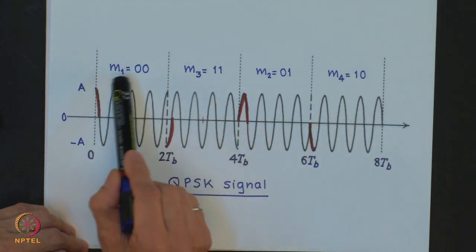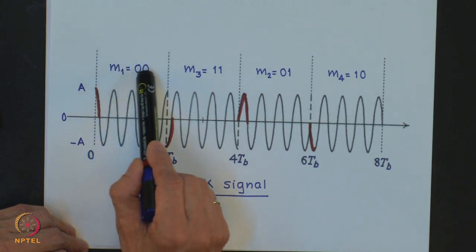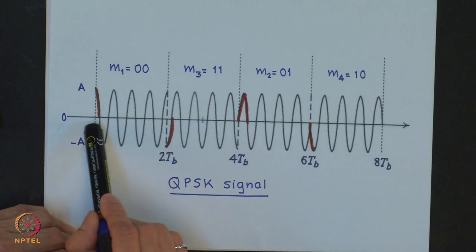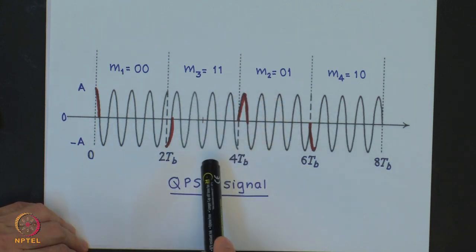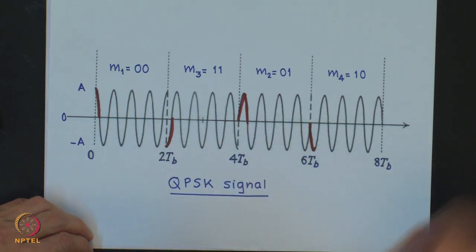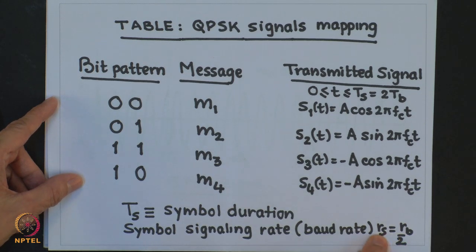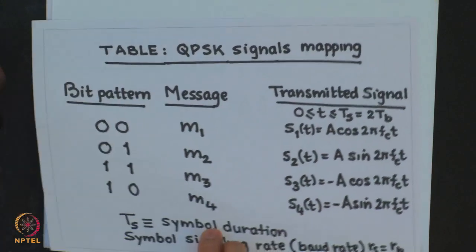Since each bit in the original sequence occupies Tb seconds, the signals corresponding to the symbols or messages last for a symbol duration which is Ts equal to 2 Tb seconds. Now, we define what is known as baud rate, that is message or symbol rate, as Rs, and this is equal to Rb by 2, because Ts is equal to twice Tb. Since bandwidth is proportional to Rs, it can be reduced by half for a given bit rate Rb. Conversely, for a fixed bandwidth, the bit rate Rb can be doubled.